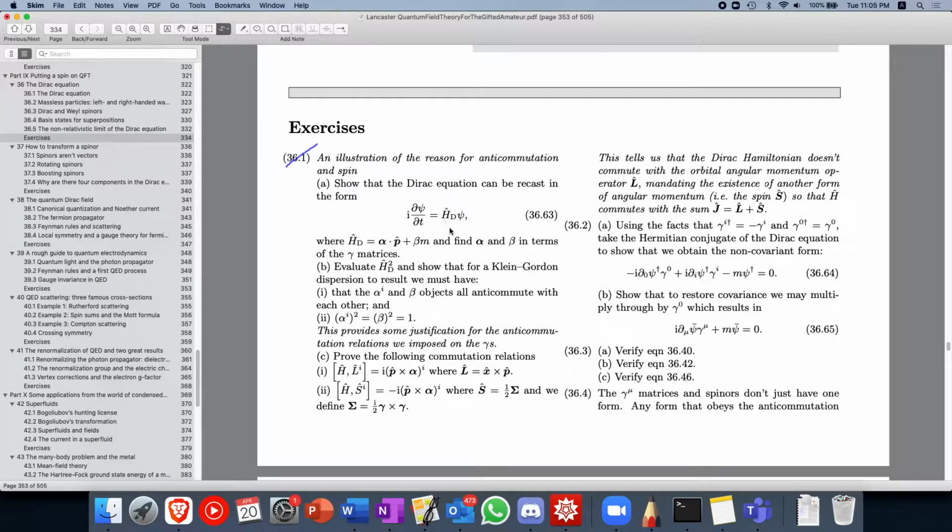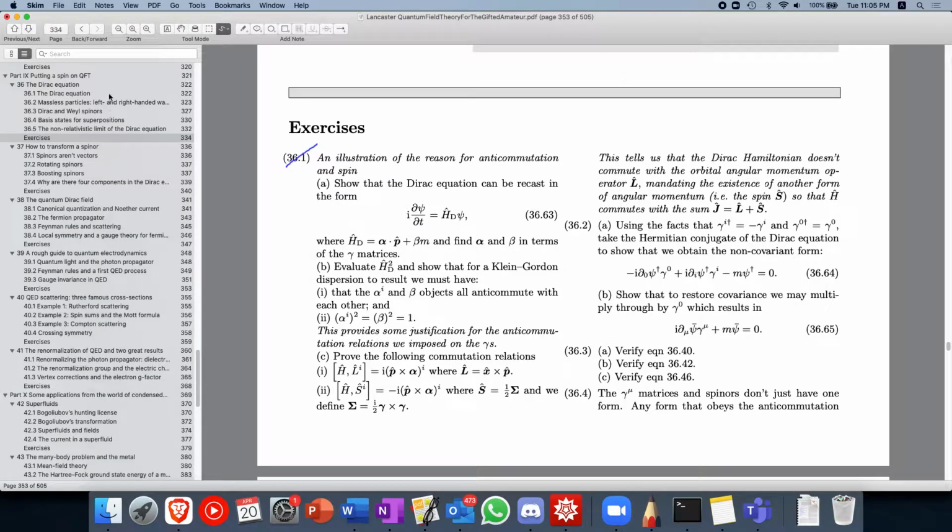So part A, show that the Dirac equation can be recast into the form i ∂ψ/∂t equals H_D ψ, where H_D is the Dirac Hamiltonian in terms of alpha and beta, where these are in terms of the gamma matrices. So we're supposed to find alpha and beta in terms of the gamma matrices.